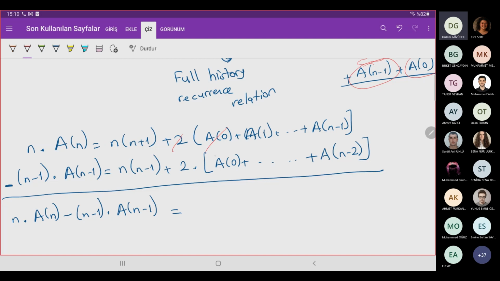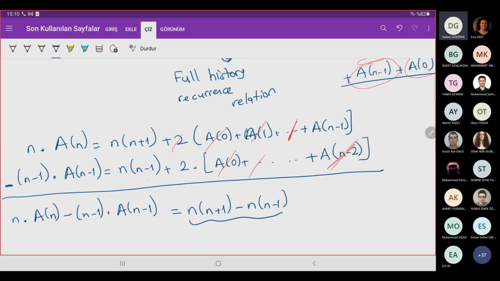Okay, 2 is still there. 2a0 minus 2a0, 2a1 minus 2a1, and a(n-2) minus 2 here, the previous term. I only remain with a(n-1), right? But here I have n plus 1 minus n minus 1.